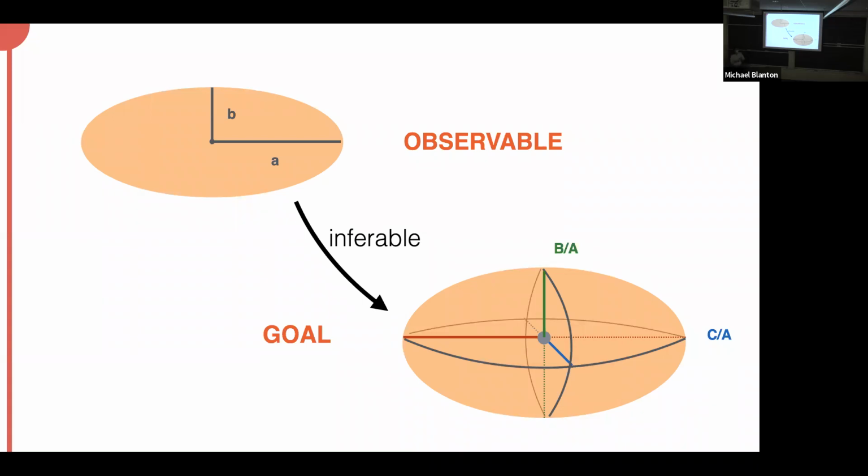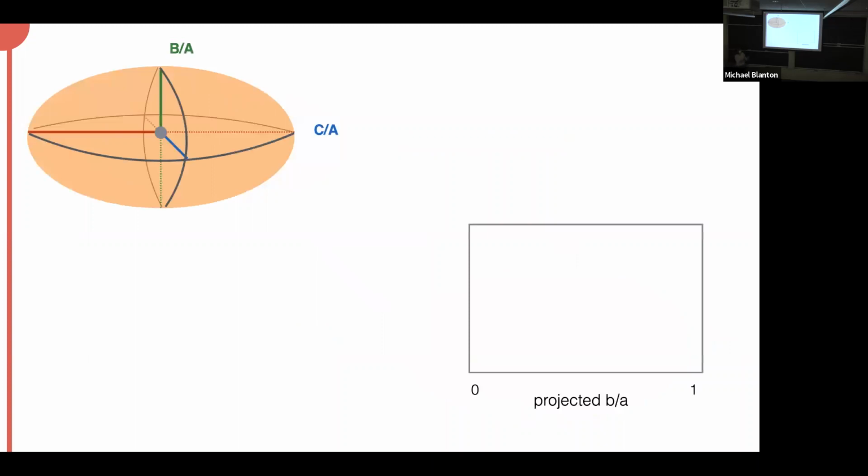Clearly, as I've set up the problem, it's intractable. We can't go from a single two-dimensional shape to the three-dimensional shape. But what we can do is say that these galaxies are drawn from the same overall shape distribution. Just to be clear, I'm not saying that they all have exactly the same shape, but for this example, just look at this one ellipsoid.